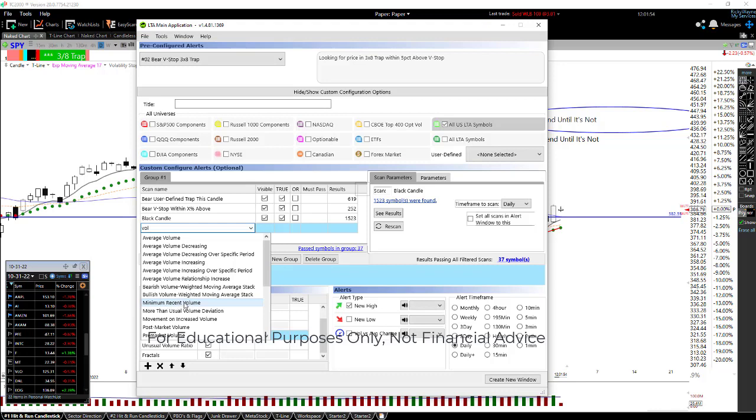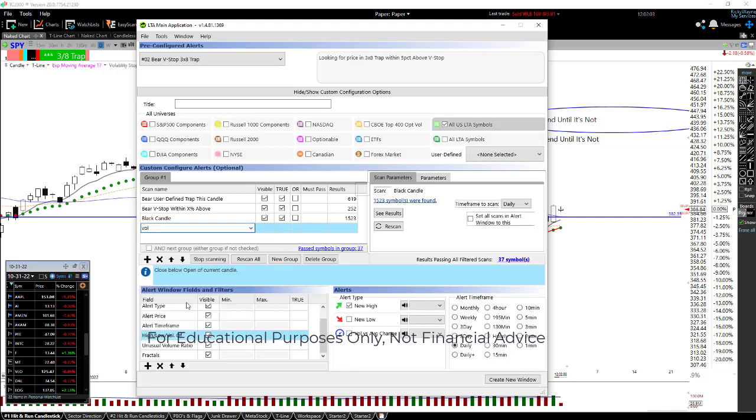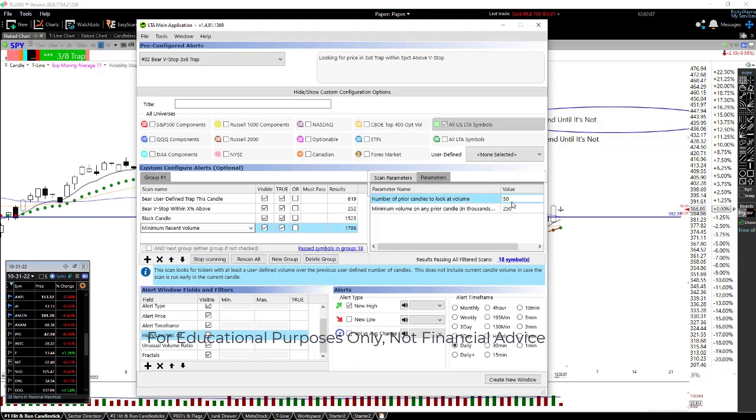It's called minimum recent volume. As far as volume scans, it is without a doubt my personal favorite. I'm going to left click on it. It comes out of the box 50 and 250. What that means is over the past 50 candles, each day has done at least 250,000 shares of trading. I'm gonna leave it right there. Now let's talk about everything else that's in here, and then we'll go look at charts.